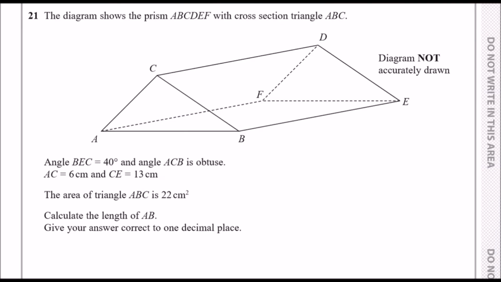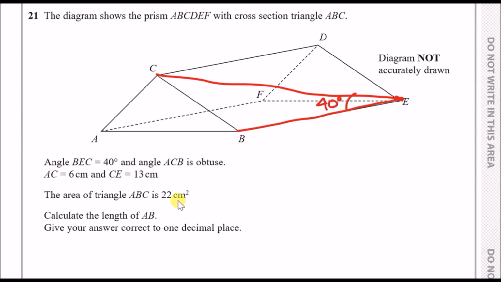Okay, 21. So the diagram shows the prism ABCDEF with cross-section triangle ABC. So that's the front face of this prism. Now they give us some information about this prism. We know that angle BEC is 40 degrees. So that's basically from here to here and here all the way to C. So we can think of that one as 40 degrees.